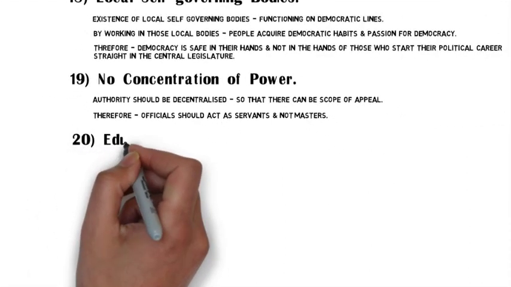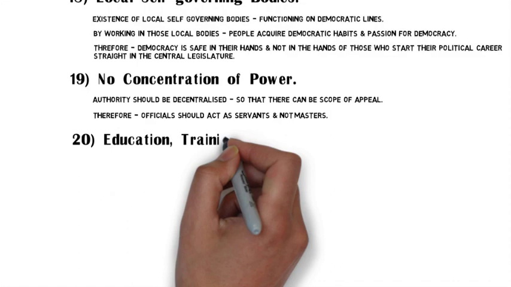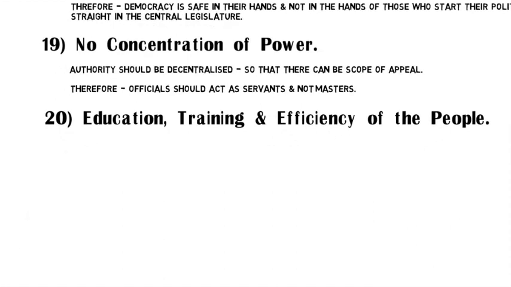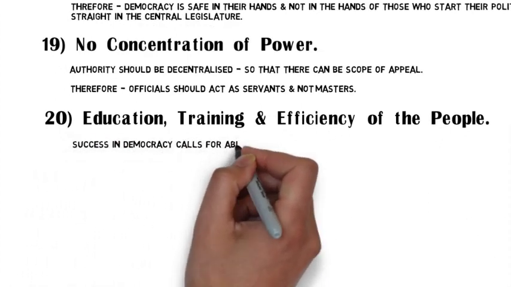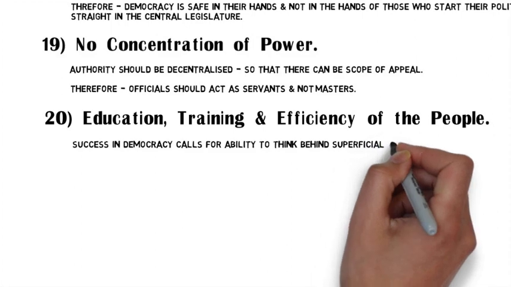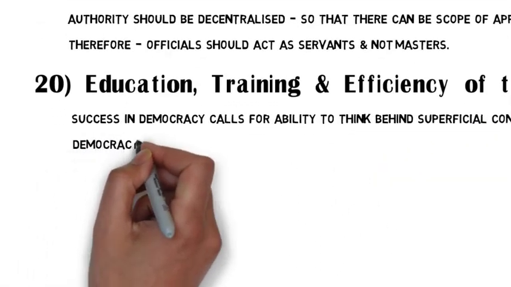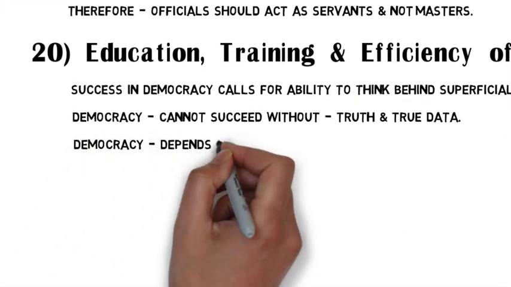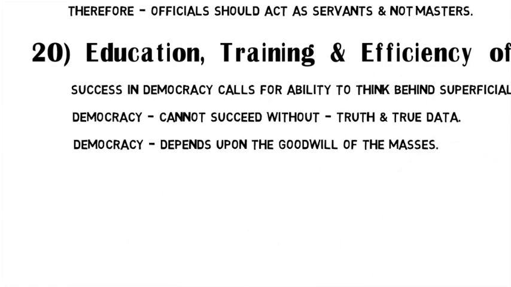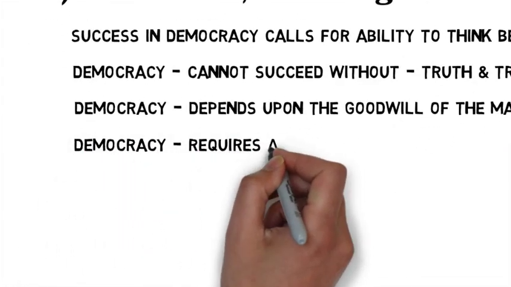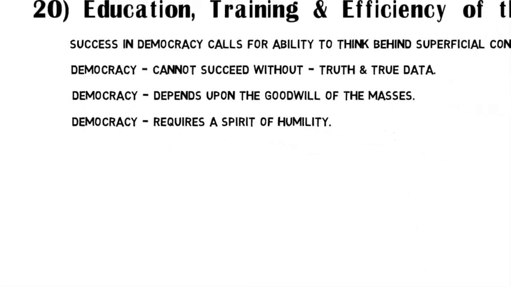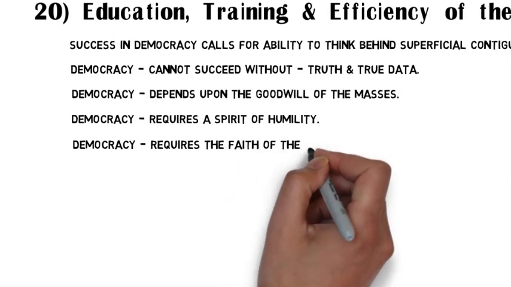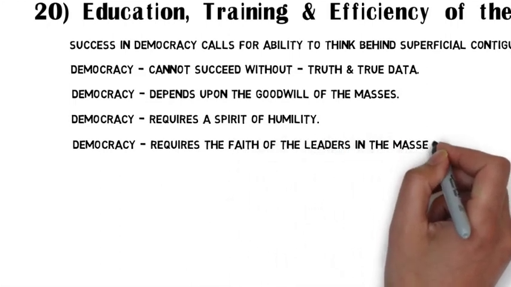And the last very important point is education, training, and efficiency of the people. Very, very important. Success in democracy calls for ability to think behind superficial contiguity. Democracy cannot succeed without truth and true data. Democracy depends upon the goodwill of the masses. Democracy requires a spirit of humility, and democracy requires the faith of the leader in the masses. This is the most important point, in fact, about all that.